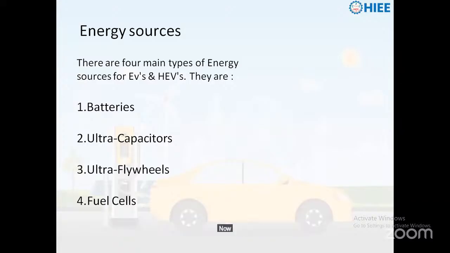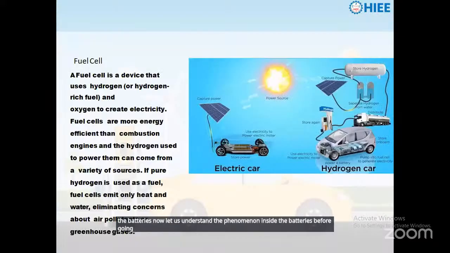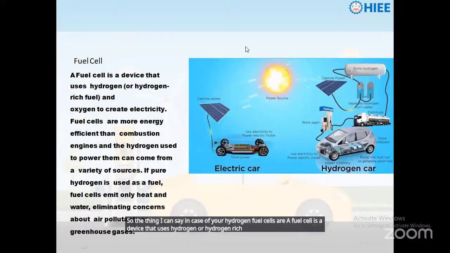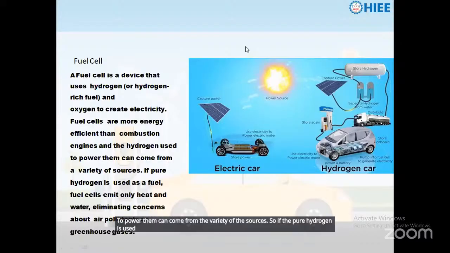Now coming to the Bahubalis of the electric vehicle, which I can call the batteries. Now let us understand the phenomenon inside the batteries. Before that, this is what happens in hydrogen fuel cells. A fuel cell is a device that uses hydrogen or hydrogen-rich fuel and oxygen to create electricity. Fuel cells are more energy efficient than combustion engines, and the hydrogen used to power them can come from a variety of sources. If pure hydrogen is used as a fuel, the fuel cells may emit only heat energy and water, eliminating the consequences of pollution.